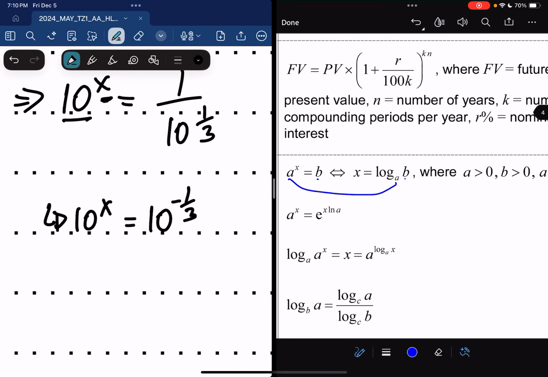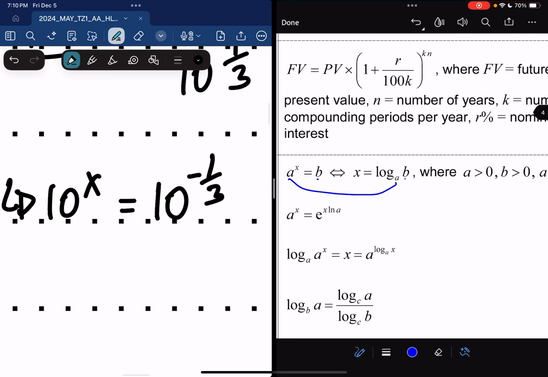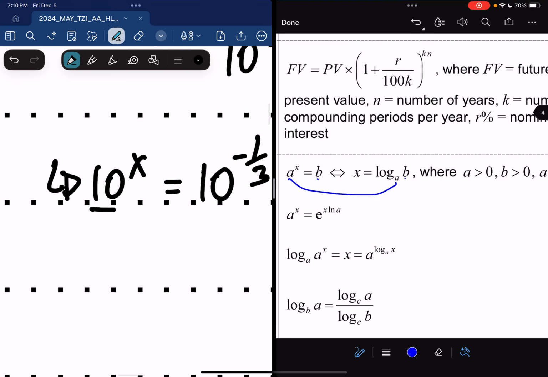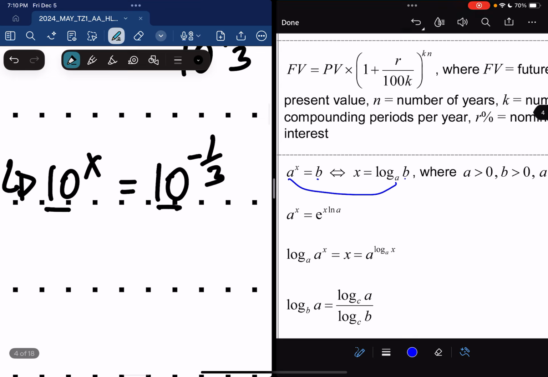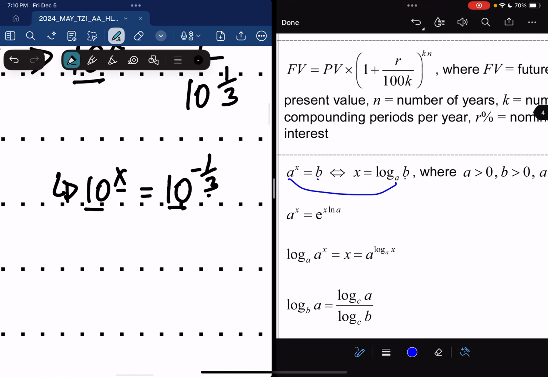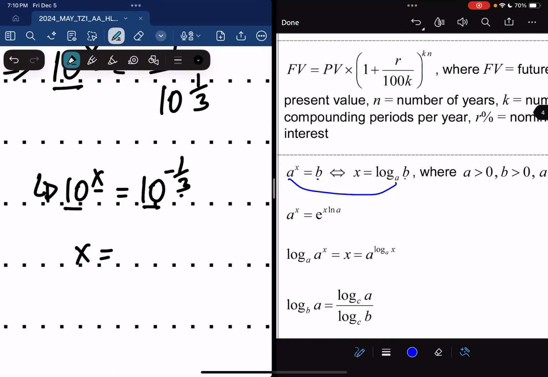So now I observe that both of them have the base 10. The only thing that makes them equal is the power. So essentially, what I can get from here is that x is going to be equal to negative 1/3 if I equate the powers.